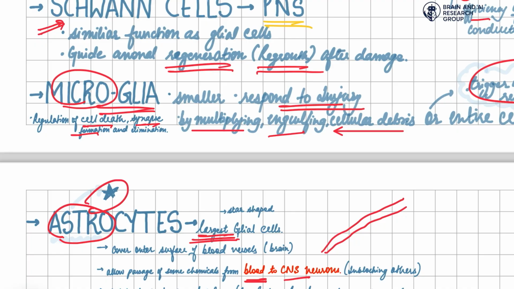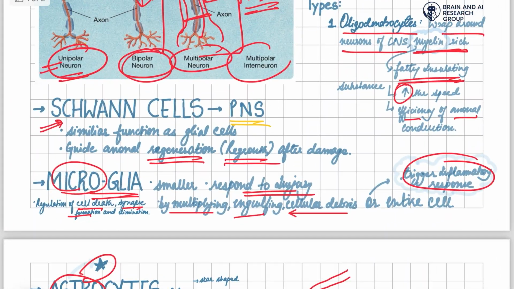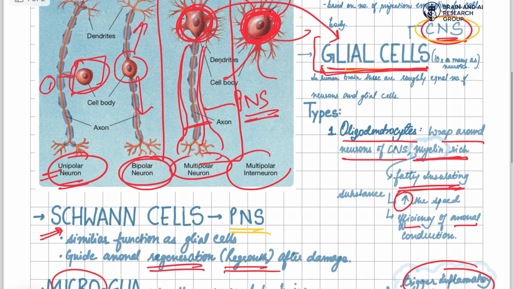Okay, so these were the types of glial cells other than the Schwann cells. To summarize, the central nervous system has supporting cells known as glial cells, which are of three types: the oligodendrocytes, the microglia and the astrocytes. Microglia are the smaller ones, the larger ones are the astrocytes, and the oligodendrocytes are present near the cell body, wrap around the neurons of the central nervous system and have the myelin-rich sheath, which is made up of fatty insulating tissue and is responsible for increasing the speed and efficiency of neural conduction. For the peripheral nervous system, we have supporting cells known as Schwann cells.